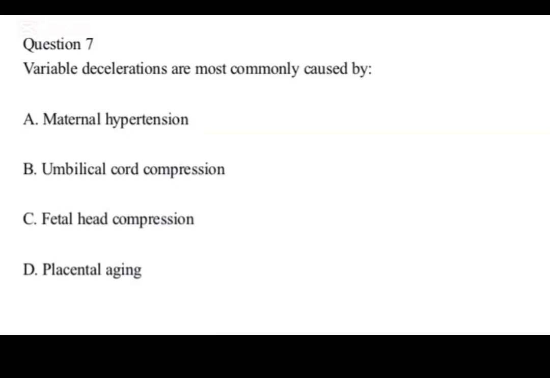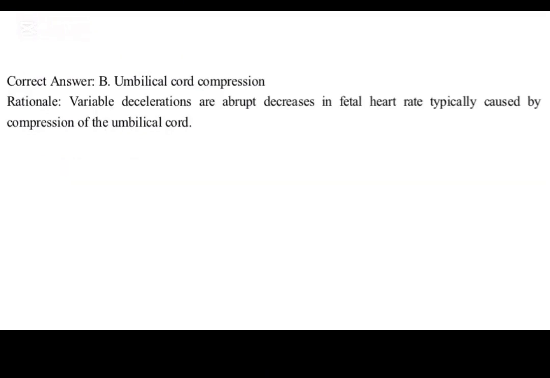Question 7. Variable decelerations are most commonly caused by A. Maternal hypertension. B. Umbilical cord compression. C. Fetal head compression. D. Placental aging. Correct answer, B. Umbilical cord compression. Rationale: variable decelerations are abrupt decreases in fetal heart rate typically caused by compression of the umbilical cord.